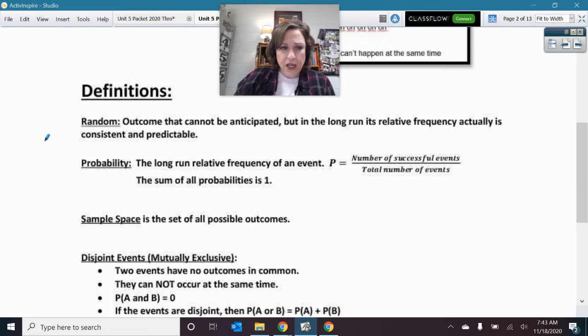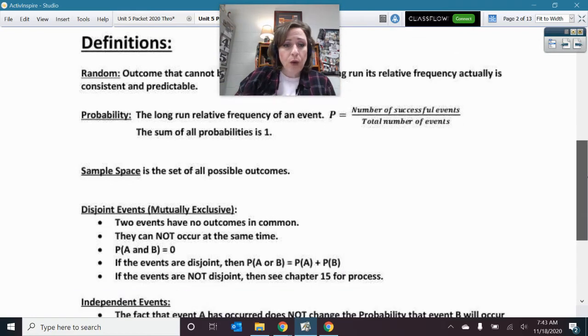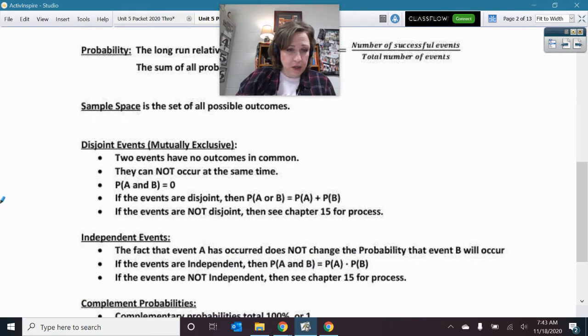Okay, moving on. So here are some things that we have already talked about. Let's go down here and look at some of these qualities of the disjoint events. We know this: two events have no outcomes in common. They cannot occur at the same time. The probability of A and B happening at the same time is zero.